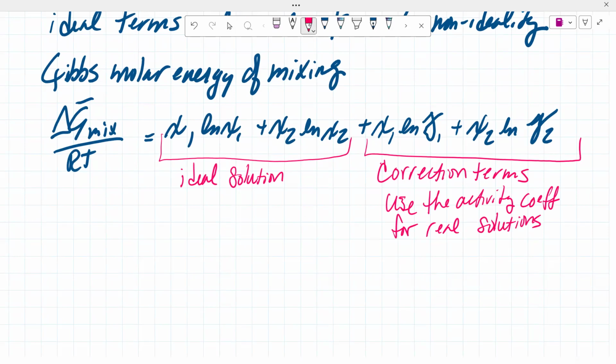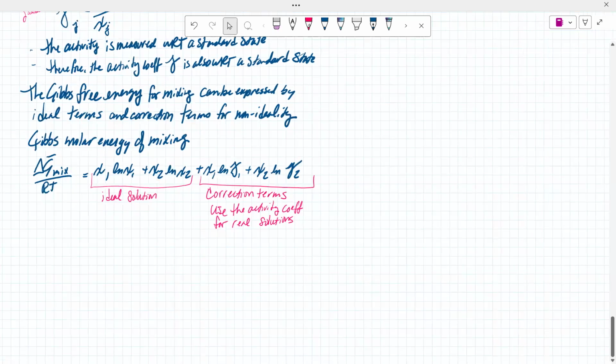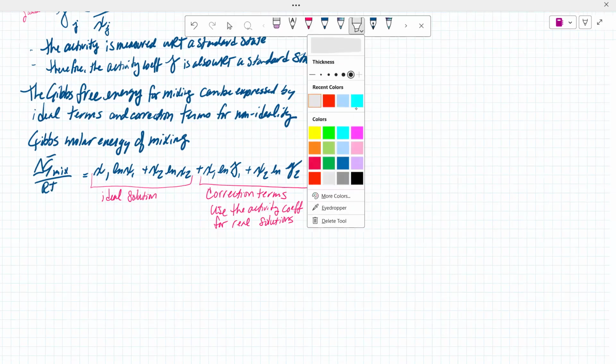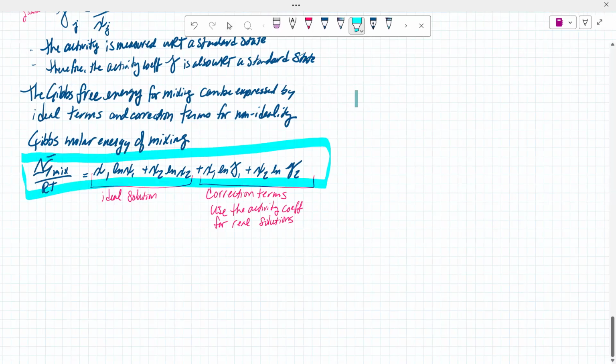All right, so then taking a look at this, we have now described a new equation. So let's go through and summarize what we have seen here for the day. We also need to pick out our important equations for today. So here's our highlighter. We have our Gibbs molar energy of mixing right here. Let's color that in. Here we go.